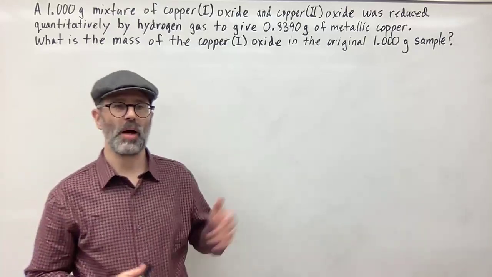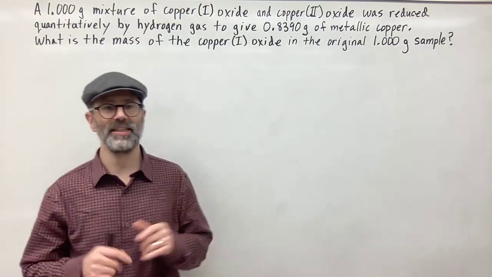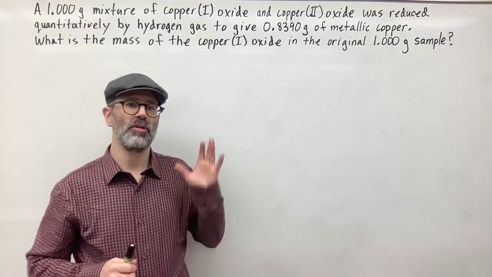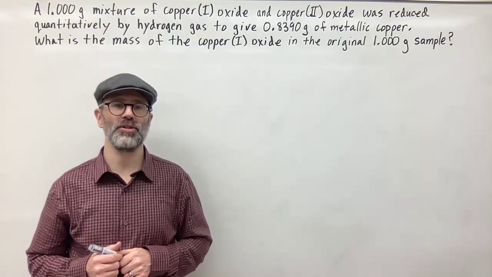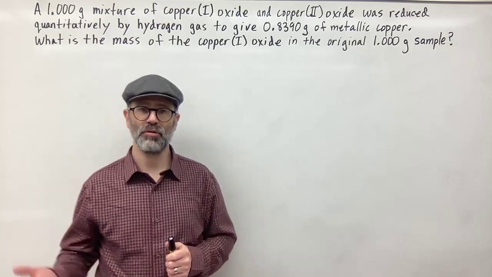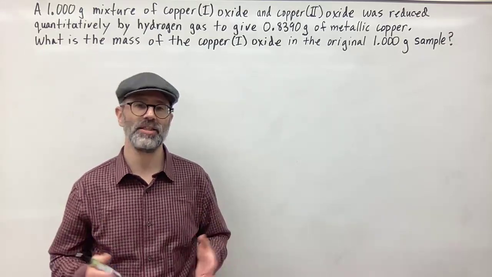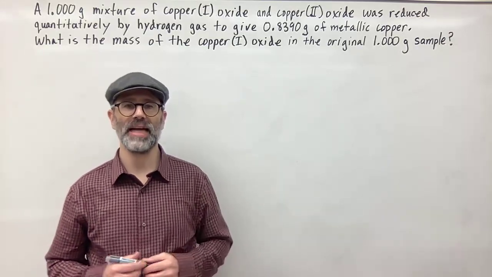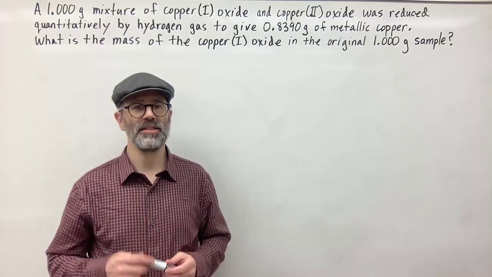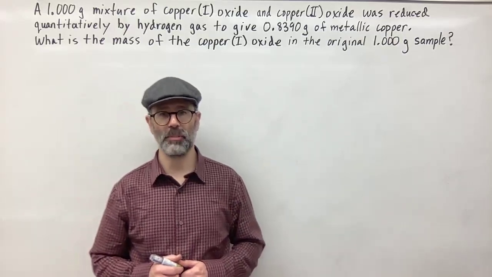Okay, so here's the problem. It looks kind of difficult, and it is kind of difficult, but I'll walk you through how to solve these types of problems. So here you have a 1.00 gram mixture of copper 1 oxide and copper 2 oxide, and this was reduced quantitatively by hydrogen gas to give you 0.8390 grams of metallic copper. What is the mass of copper 1 oxide in the original 1.00 gram sample?